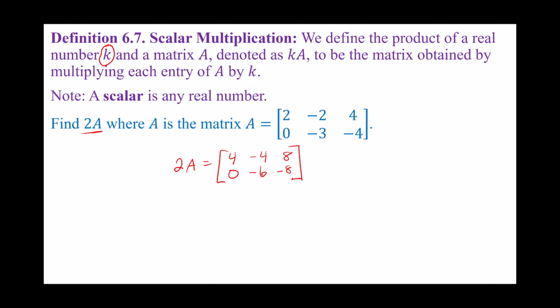So we call this scalar multiplication. 2 is the scalar because we scaled up by a factor of 2. All of the numbers got multiplied by 2.